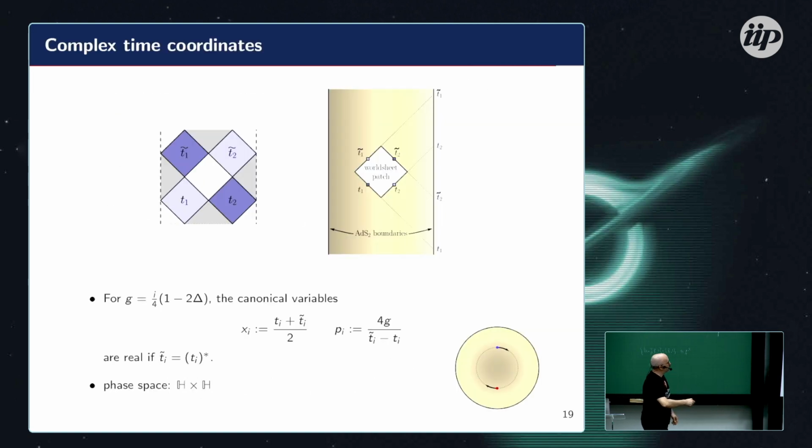And okay, so if I take G imaginary, then my canonical variables x and p can still be real if I consider these time variables to be complex conjugates of each other. So this guy is a complex conjugate of this, and this is the complex conjugate of this. So this would be the complex conjugate of this guy. So you're kind of on the same real time, but different in imaginary time. That's the kind of interpretation. And the phase space would be, for this two-particle system, the square of the hyperbolic plane.